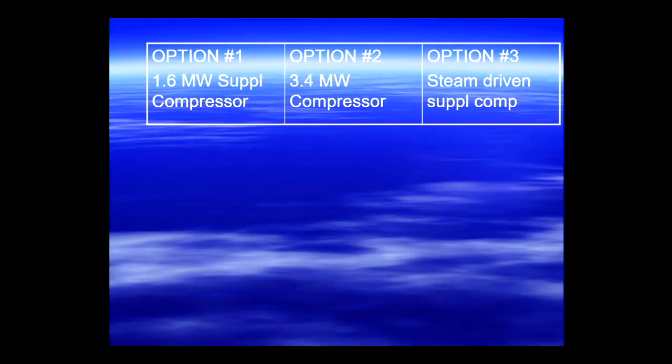Option number 1 is the 1.6 megawatt supplementary compressor. Option number 2 is the 3.4 megawatt compressor. And option number 3 is essentially option number 1, but with a steam-driven driver. Basically a steam turbine on the front of it instead of the motor, plus a gearbox, because steam turbines usually run much faster than electric motors, so you've usually got to put a step-down gearbox in them. The gearbox, by the way, usually costs about between $150,000 and $200,000 for this sort of size. So it gives you an idea of the sort of magnitude of the money we're talking about.